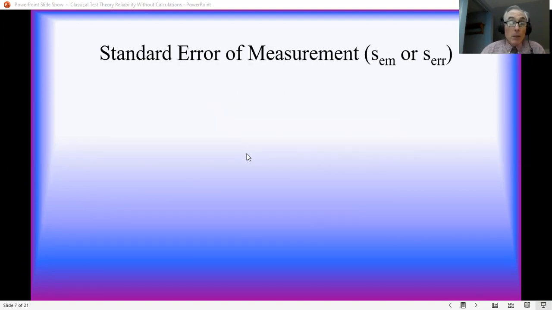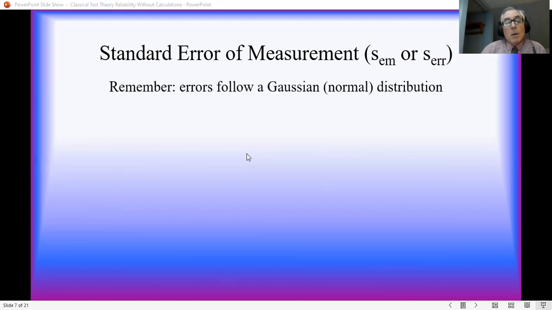Once we have a reliability coefficient, and again, this will be a number like 0.82 or something like that, we can use that and our knowledge of the other properties of the test, mainly the standard deviation of test scores, to derive something called a standard error of measurement, variously represented as S subscript EM or S subscript ERR, for obvious reasons. What you have to remember here is that random errors are distributed normally around the central value. We hope, of course, the central value is the truth. We treat it as such.